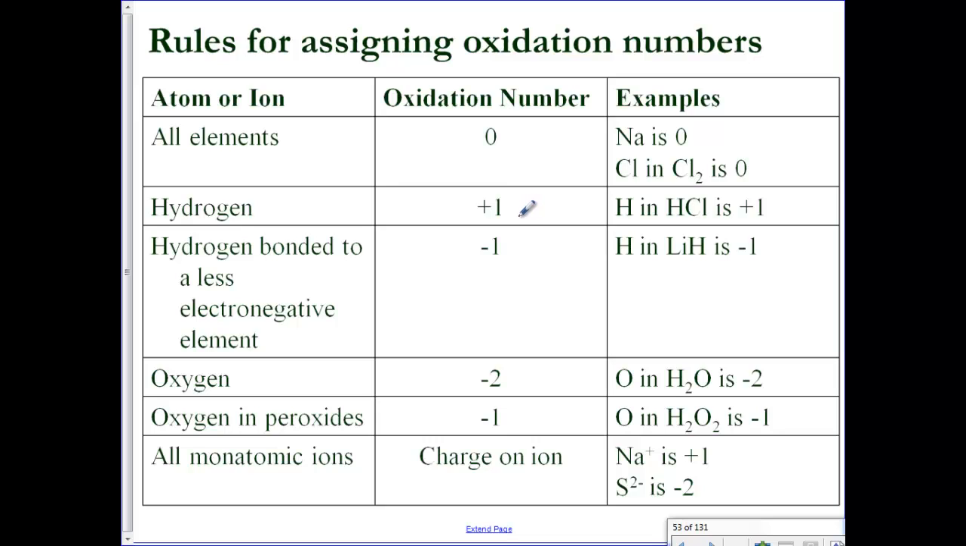I have never seen this before, but it is theoretically possible for hydrogen to be -1 if it's bonded to someone less electronegative than it. Here's the only example I know of, lithium hydride. In this case, lithium would be +1 and hydrogen would be -1. It's rare. Never seen it on a diploma, but it could come up, who knows.